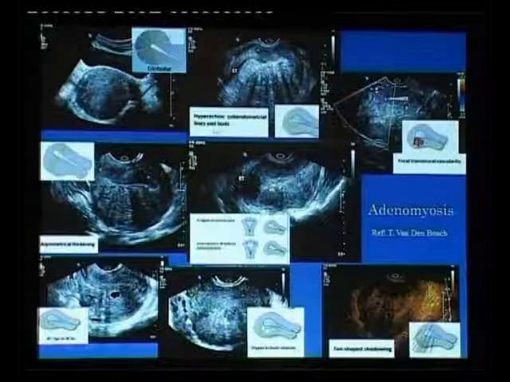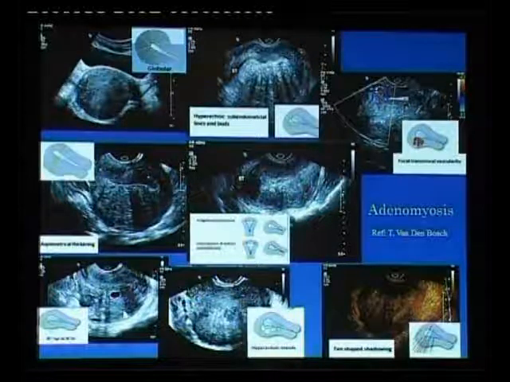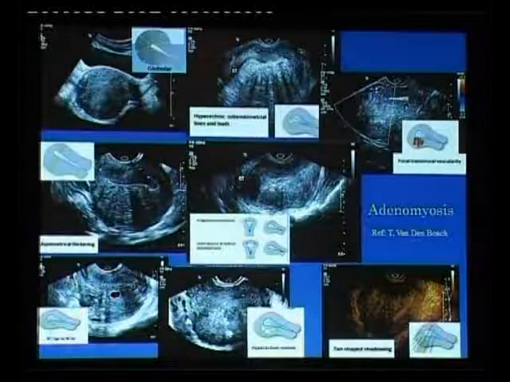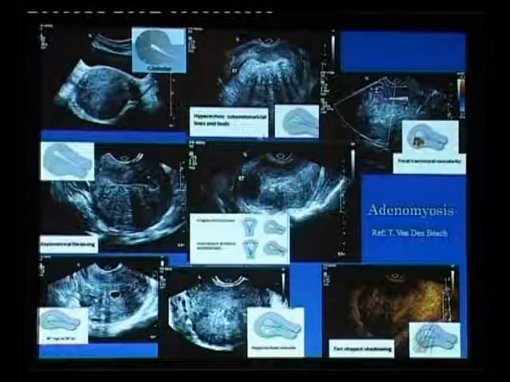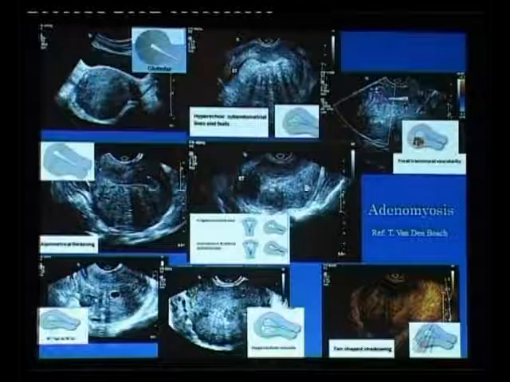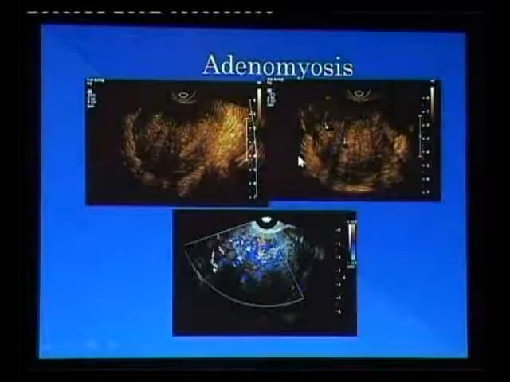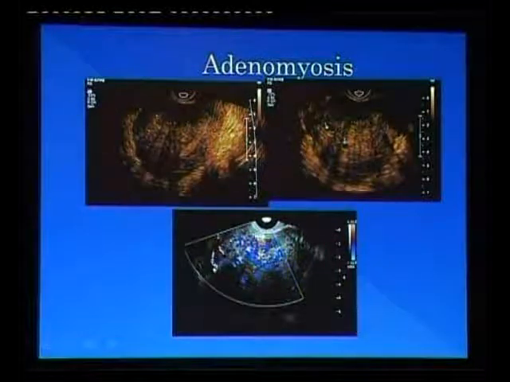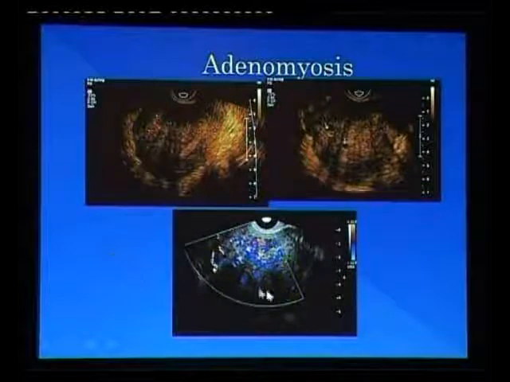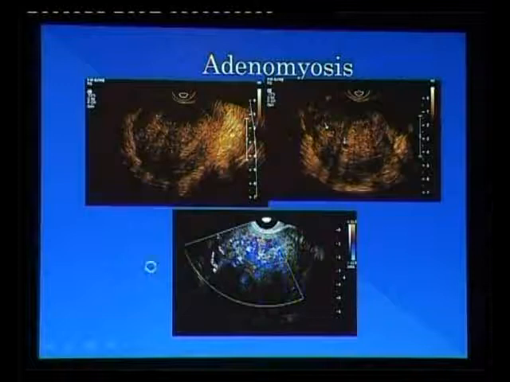Various things have been described, like globular enlargement, asymmetrical enlargement, myometrial cysts, hyperechoic islands, interrupted endometrial-myometrial interface, hyperechoic subendometrial lines, etc. These again have limitations, and very often we have difficulty differentiating focal adenomyosis from fibroids. So that's a typical adenomyosis with myometrial cysts and scattered vessels. The vessels within adenomyosis on color Doppler are scattered and quite irregular.